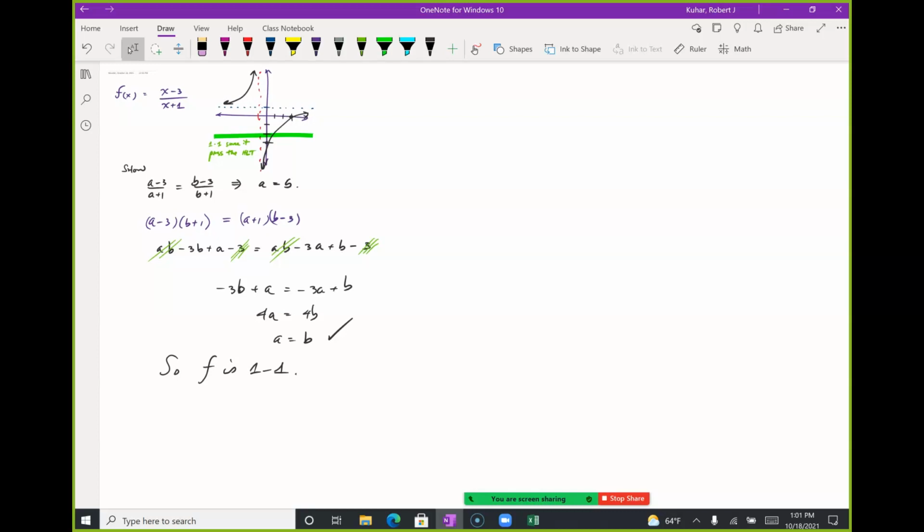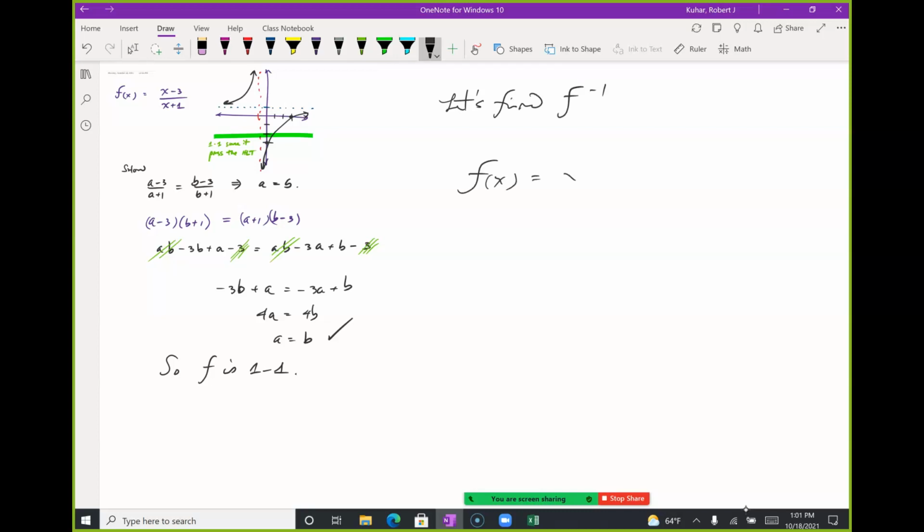Not bad, right? We okay? Nice. All right, so that means the inverse exists. So if the inverse exists, we can find it. So let's find f inverse. Well, we start with f of x.